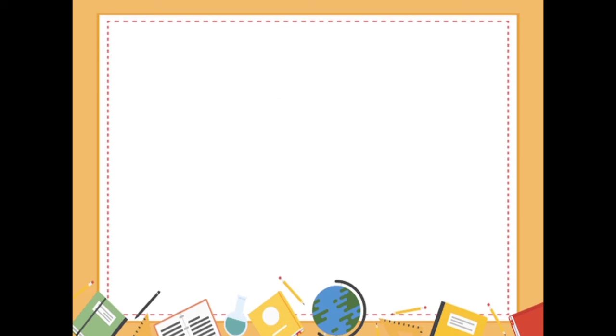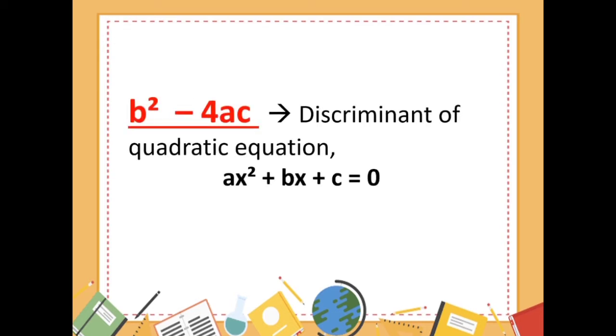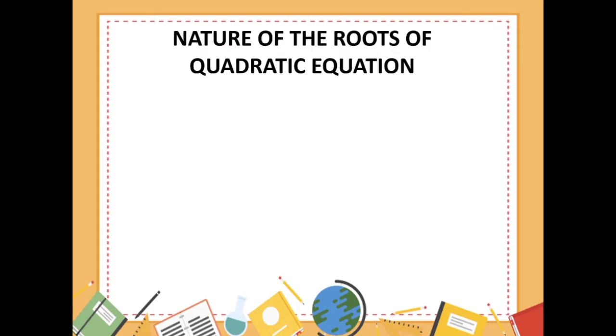The value of the expression b squared minus 4ac is called the discriminant of the quadratic equation ax squared plus bx plus c is equal to 0. This value can be used to describe the nature of the roots of a quadratic equation.